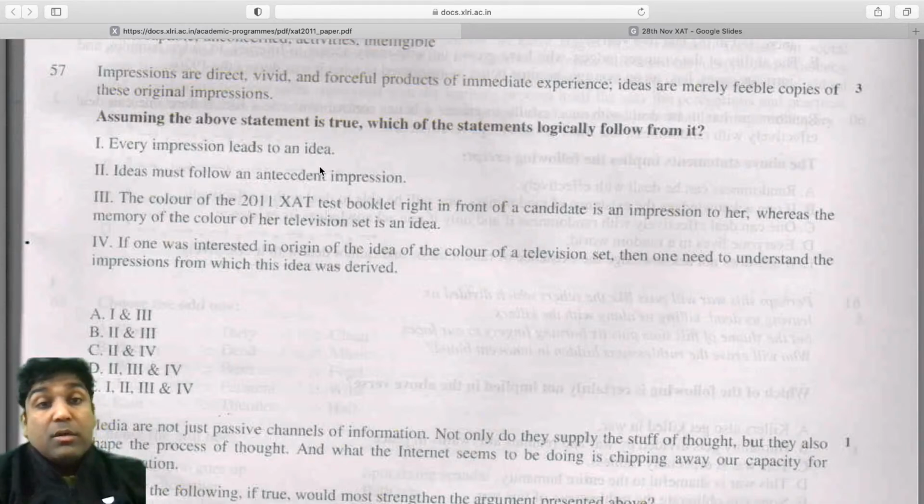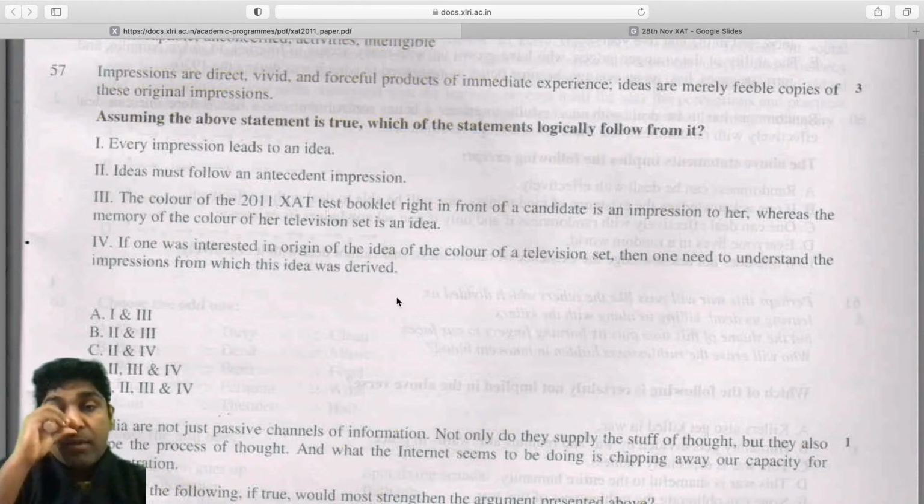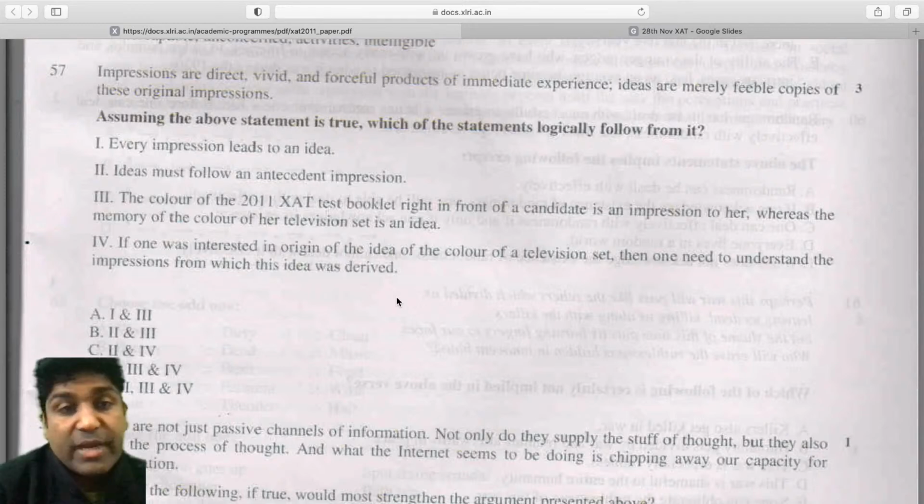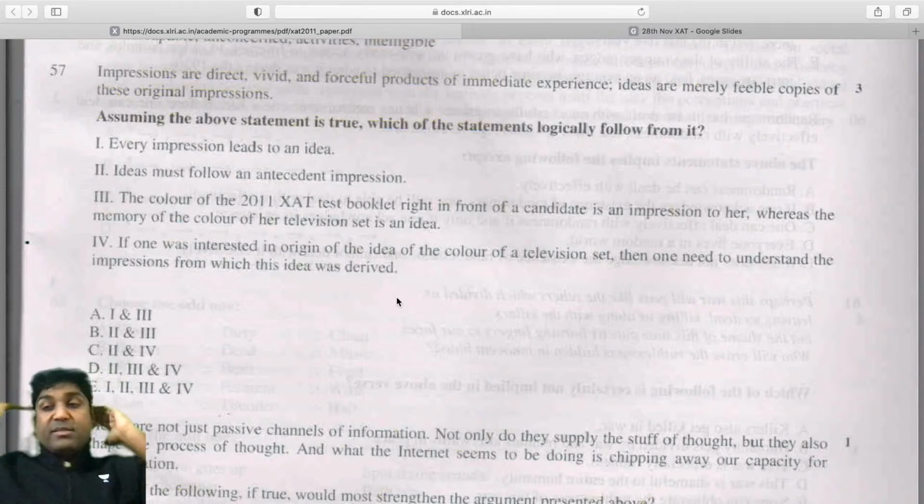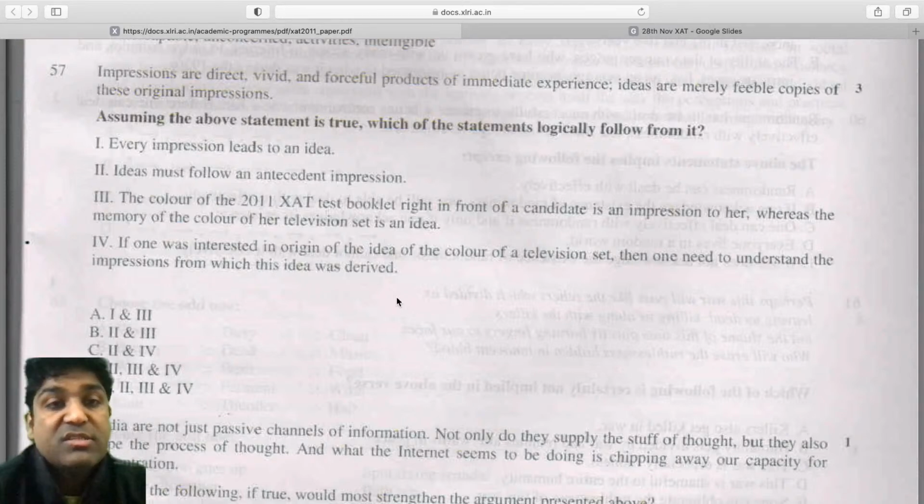And then comes the color of the 2011 XAT test booklet right in front of a candidate is an impression to her, whereas the memory of the color of her television is an idea. This was never mentioned. This is incorrect. If one was interested in the origin of the idea of the color of a television set, then one needs to understand the impressions from which this idea was derived. So yeah, 4 is also correct, because 4 and 2 are talking about there being some impression after which the idea comes. So 2 and 4 is the right one. So C is the right answer.